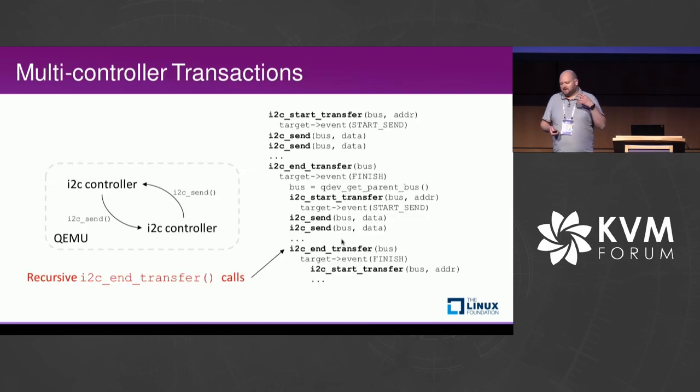But there's actually nothing in the API that prevents the target from just getting a reference to the bus and then just starting to send. And this can actually be made to work, but the problem here is that you end up having these recursive end transfers, and yeah, it's a mess. So that's not the right way to do it.